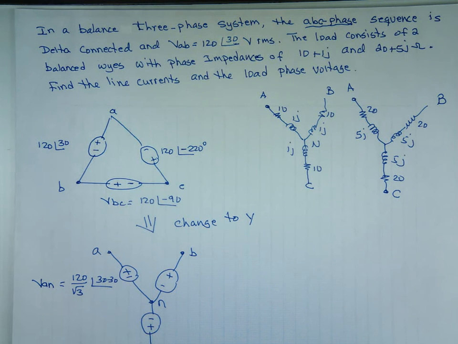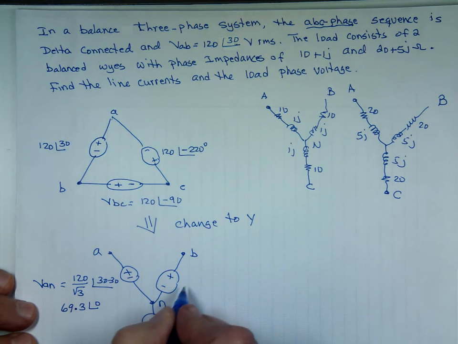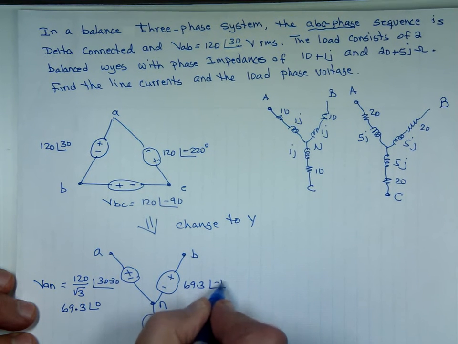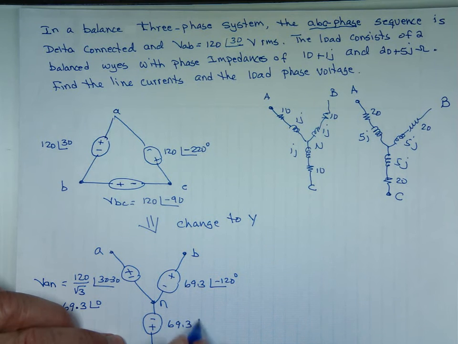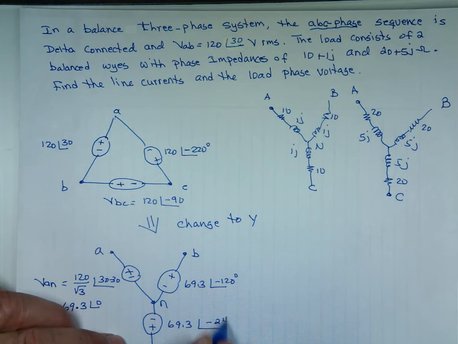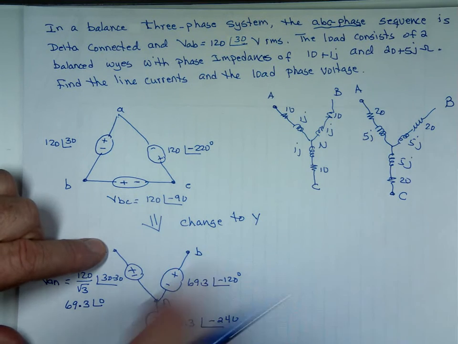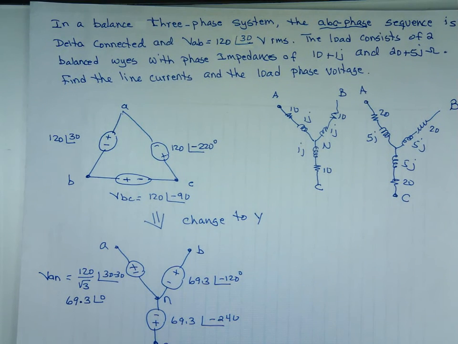So what is 120 divided by the square root of 3? It's roughly 69.3 angle 0. So this one will be 69.3 angle negative 120. And this will be 69.3 angle negative 240. And if you attach this A to that A, and the N's together, and you look at one of them, what you're going to see is a circuit that looks like this.